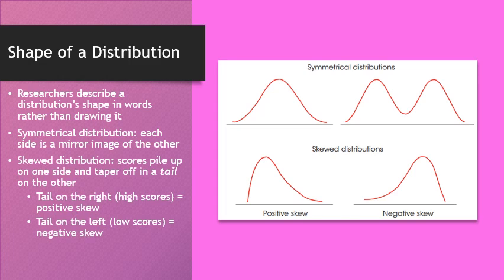All right, let's talk about a skewed distribution. This is where scores are piled up on one side and then very few scores are in what's called the tail. It just kind of tapers off. So if the tail is on the right, where the high scores are located, think of it as a number line, then it's called a positive skew. The tail is where the skew is. If the tail is on the left, where the low scores are, that's called a negative skew.